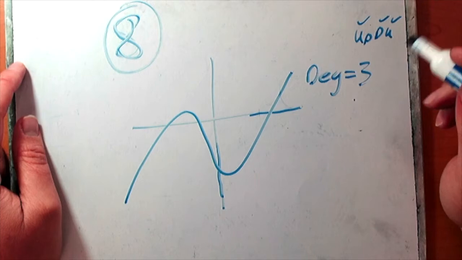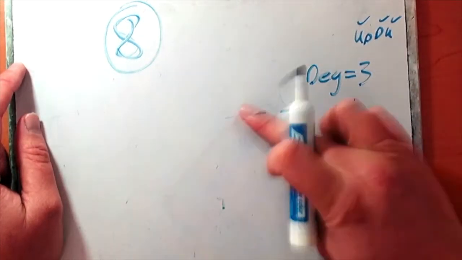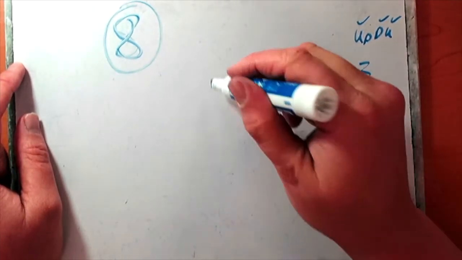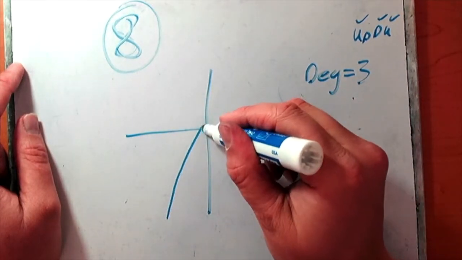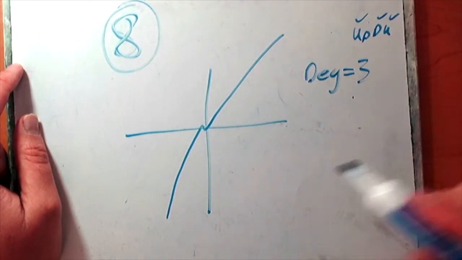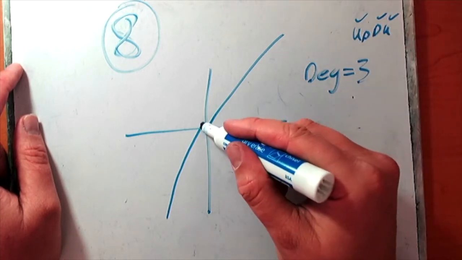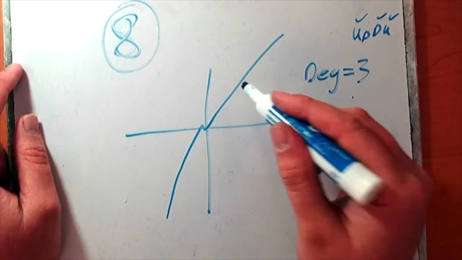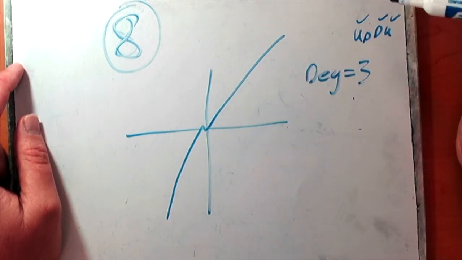Sometimes these can look quite different. They can have really tight changes of direction, so it can look like this. That is still a degree 3 because it went down for a little bit and then it went back up. So you count it: it's going up, then down, then up.